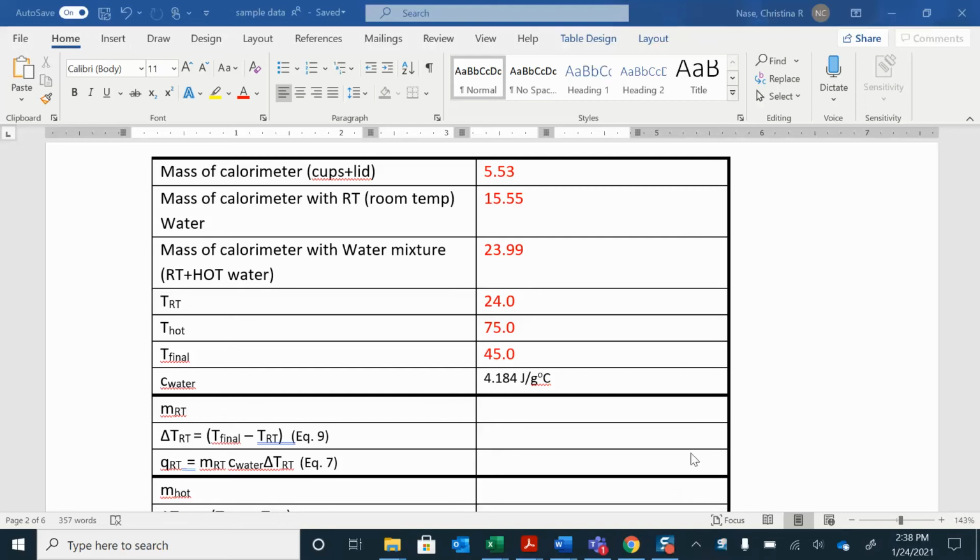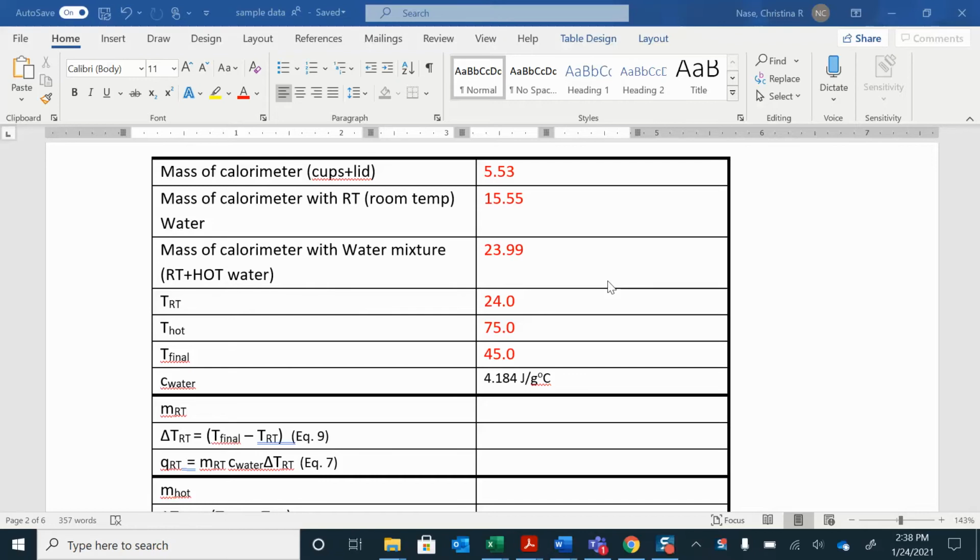Some of our calorimetry data. So in this lab, you're going to get a whole bunch of measurements. You're going to measure the mass of the calorimeter, that's just the coffee cups with the lids, and then you're going to put some room temperature water in there, and then you'll measure the temperature, you get the mass. Then you'll add some hot water in there, get the mass of that, get the final temperature, the mass of your initial temperature of your hot water as well, and then you have to do some calculations.